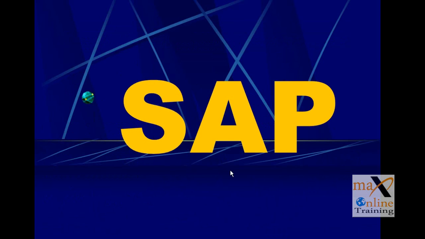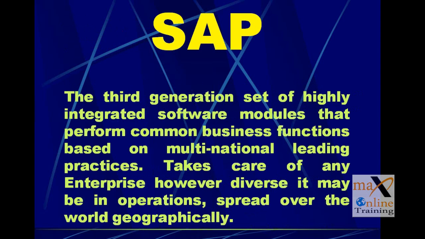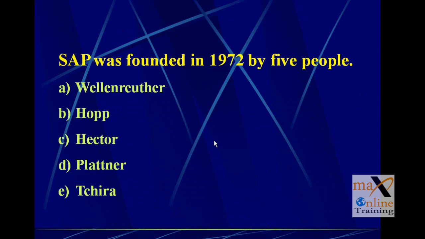Now we'll discuss SAP here. It stands for Systems, Applications and Products in Data Processing, which was founded in 1972 by 5 IBM employees, who were working for the IBM company earlier. They left the company and established their own company called SAP AG. SAP AG was the first company developed in 1972 by these 5 IBM employees.